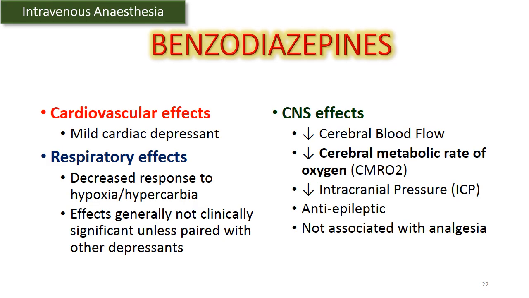Benzodiazepines have 3 main systemic effects. First one is the cardiovascular effect, which shows mild cardiac depression. In respiratory effect, it decreases response to hypoxia and hypercarbia. Another, its effects are generally not clinically significant unless paired with other depressants. In the CNS effect, it decreases the cerebral blood flow, it decreases the cerebral metabolic rate of oxygen. It also decreases the intracranial pressure. It also acts as an anti-epileptic agent, and it is not associated with any analgesic action.